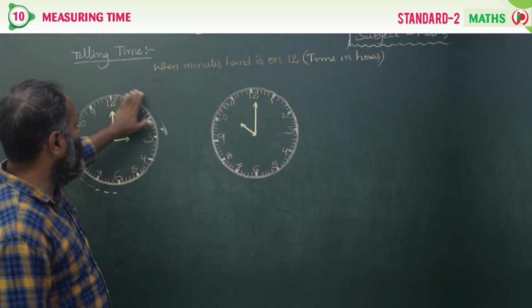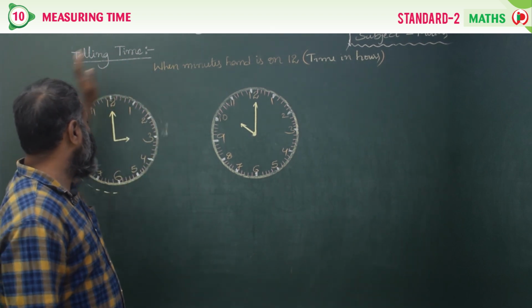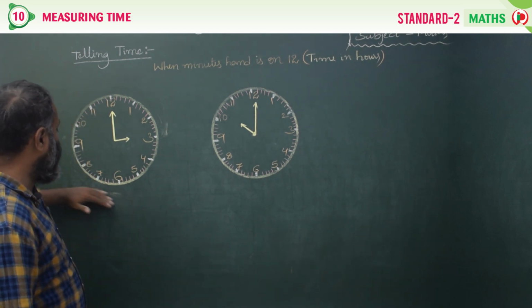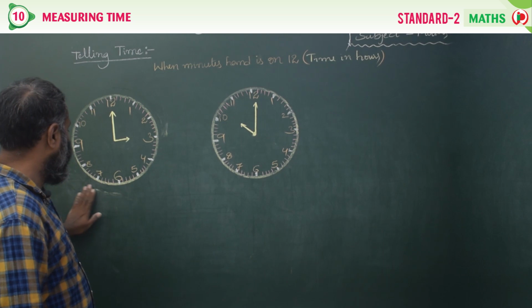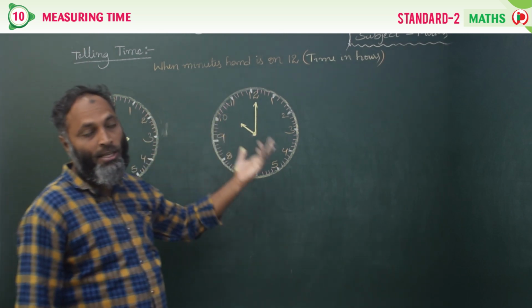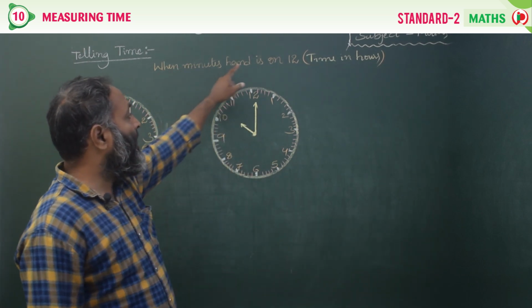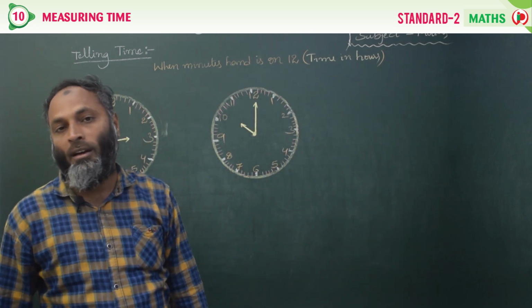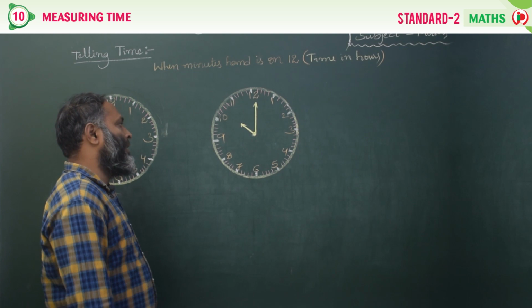So here are the different ways to tell the time. When the minute hand is at 12, then what is the time? How do we say the time? When the minute hand is on 12, the time is always in hours.